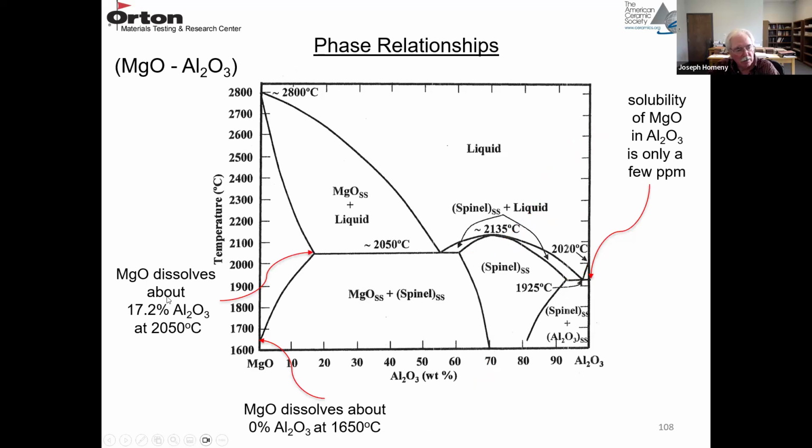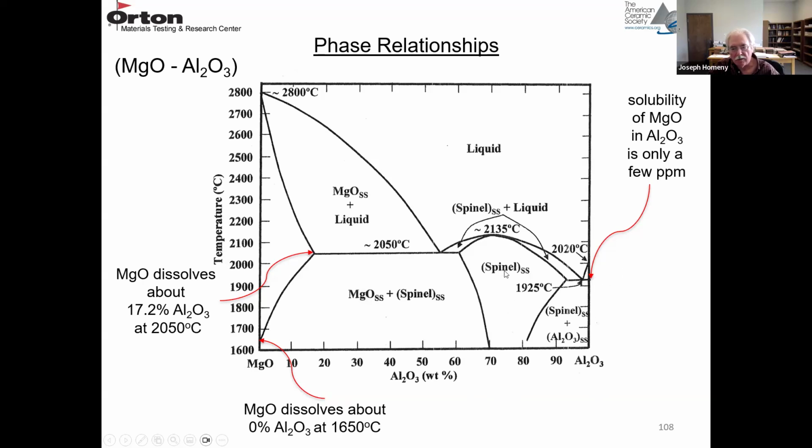So the MgO dissolves about 70% alumina at 2050 degrees C. So this is a solid solution region. And then dropping the temperature to 1650 degrees C, MgO doesn't really dissolve in alumina. So 0%. And then on this side of the phase diagram, the solubility of MgO in alumina is only very small, parts per million.